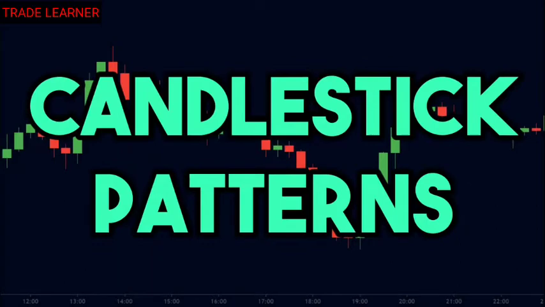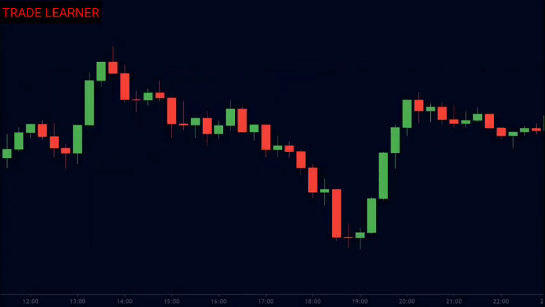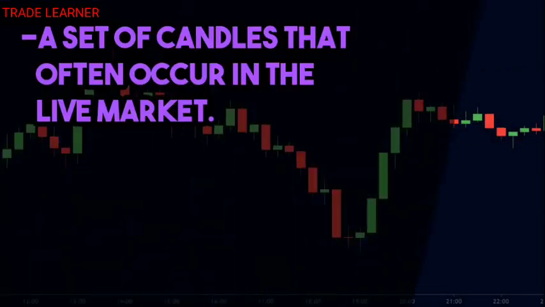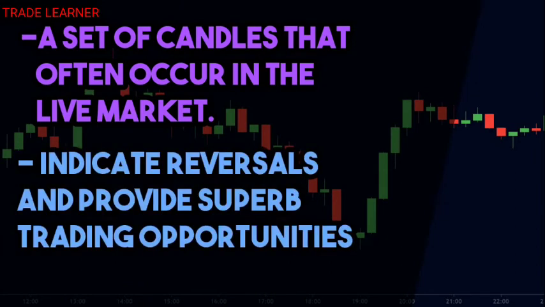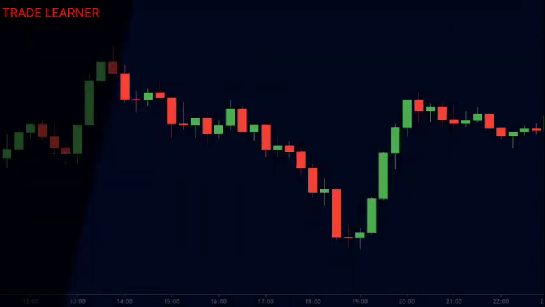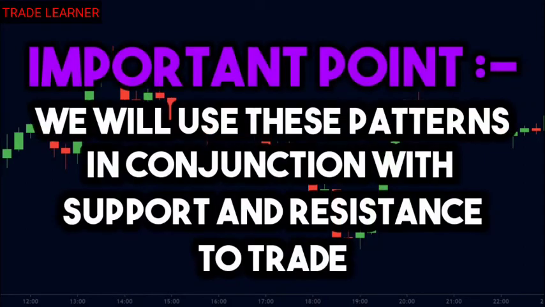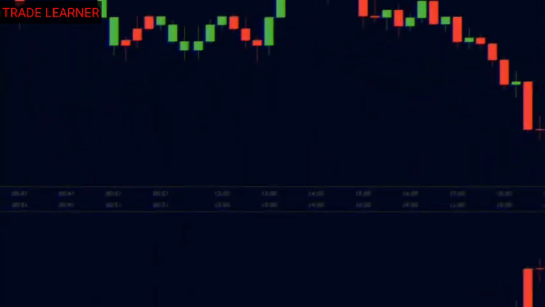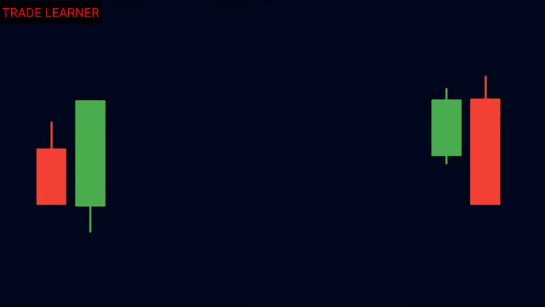This is where candlestick patterns come into the picture. Candlestick patterns are a set of candles that often occur in the live market. These patterns can indicate a strong reversal and provide superb opportunities to trade it. The important point here is that we will use these patterns in conjunction with support and resistance to identify our trade setups. So let us start by looking at the candlestick patterns.